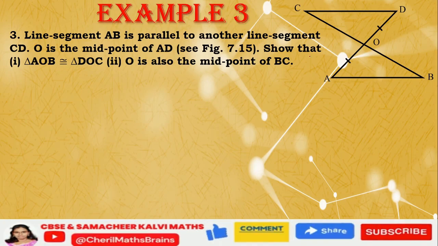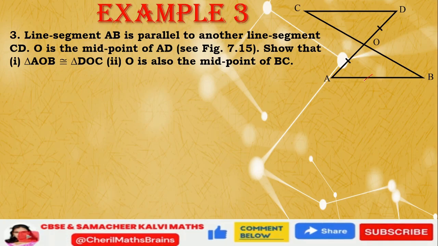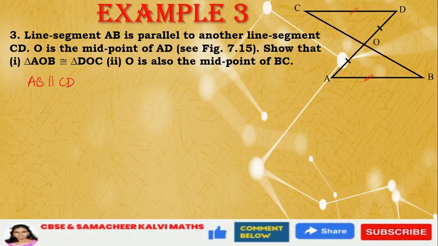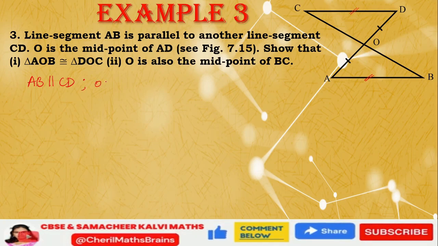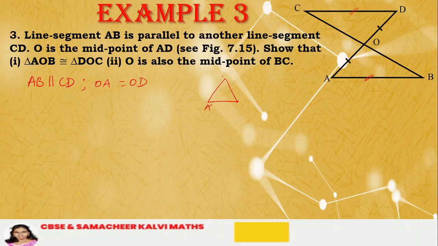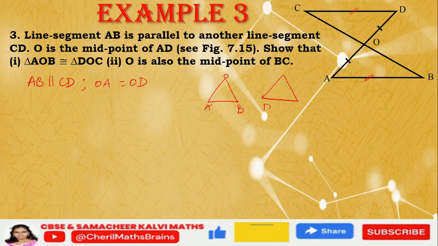In the third example, we are given a diagram where the line segment AB is parallel to CD. So AB and CD are parallel, and O is the midpoint of AD. That means OA is equal to OD. Now we are asked to show that these two triangles are congruent. Which two triangles? Triangle AOB and triangle DOC. Instead of A you have D, for O you have O, and C for B.